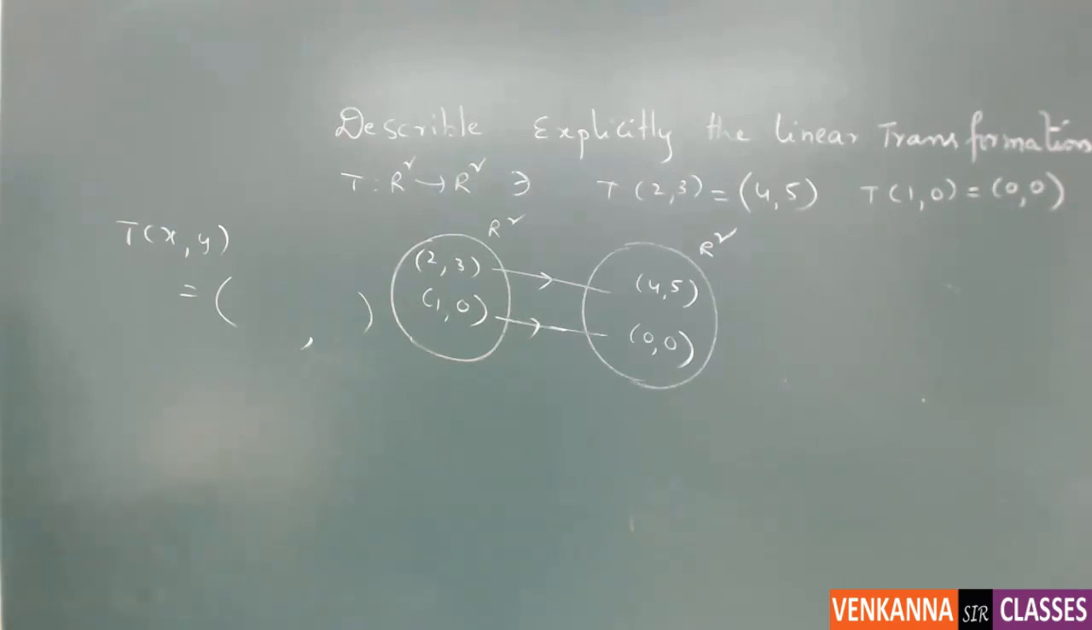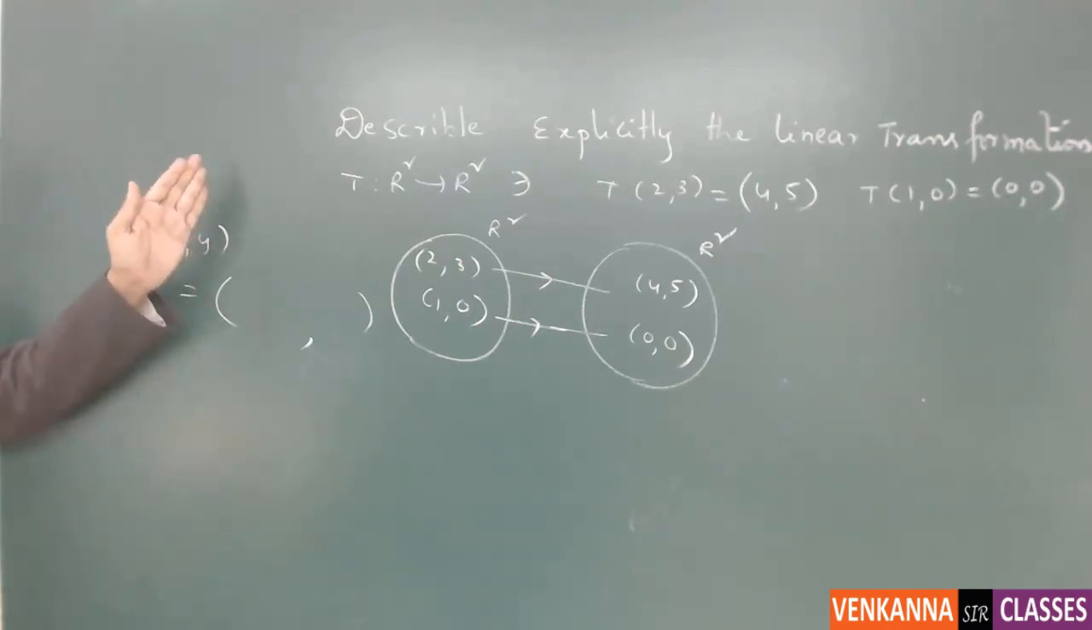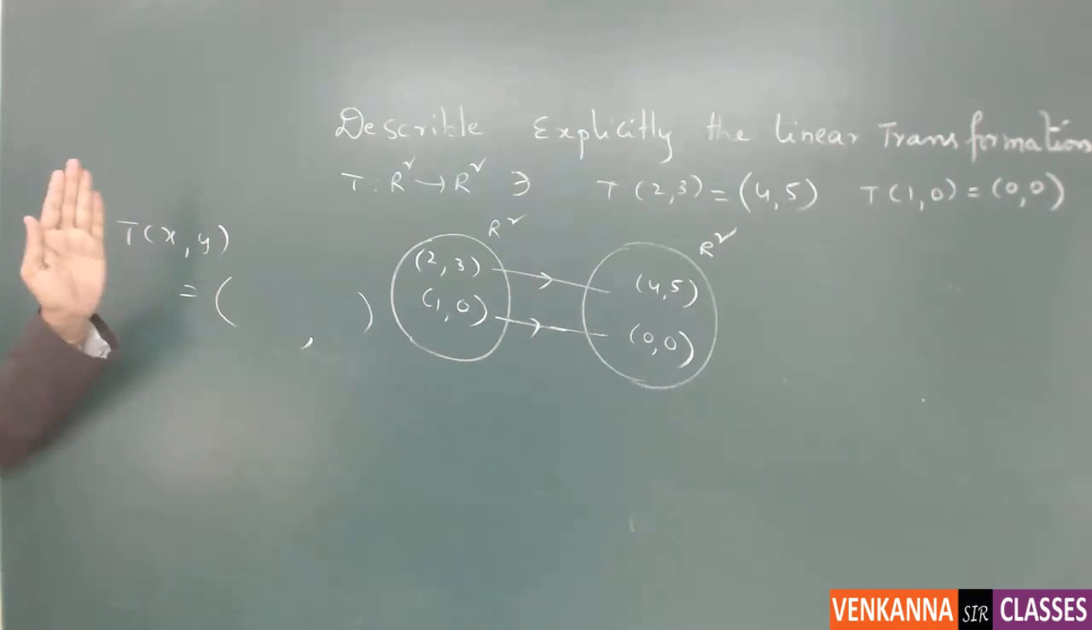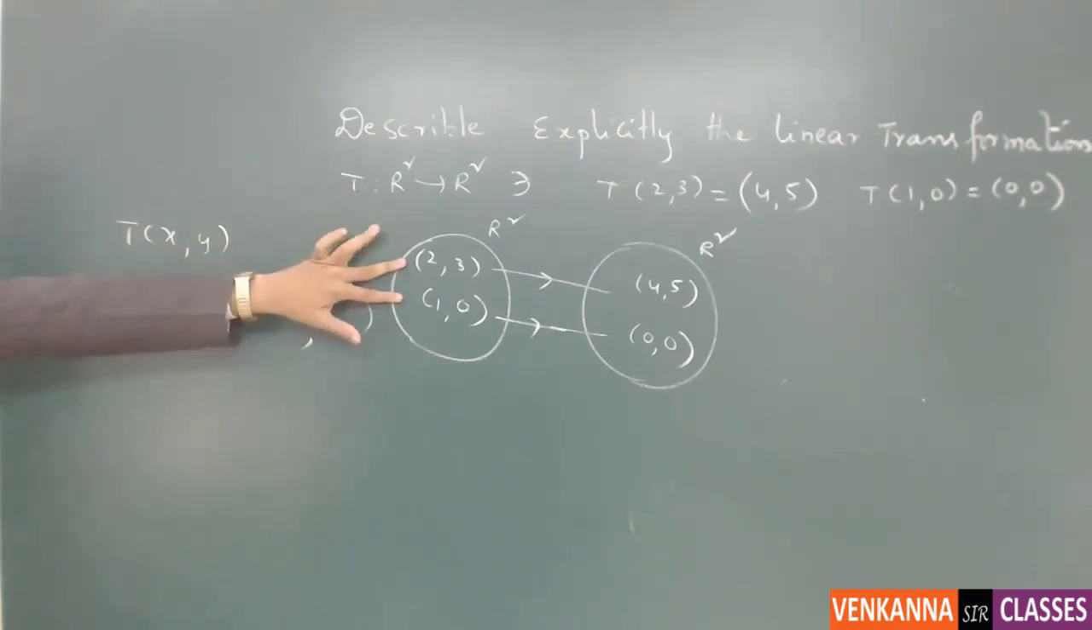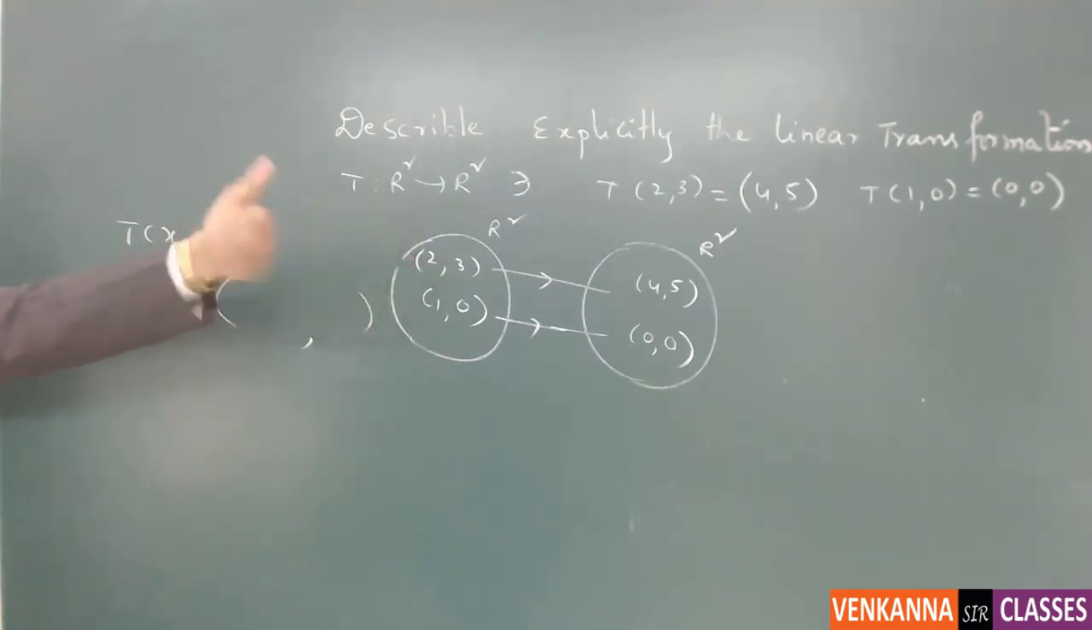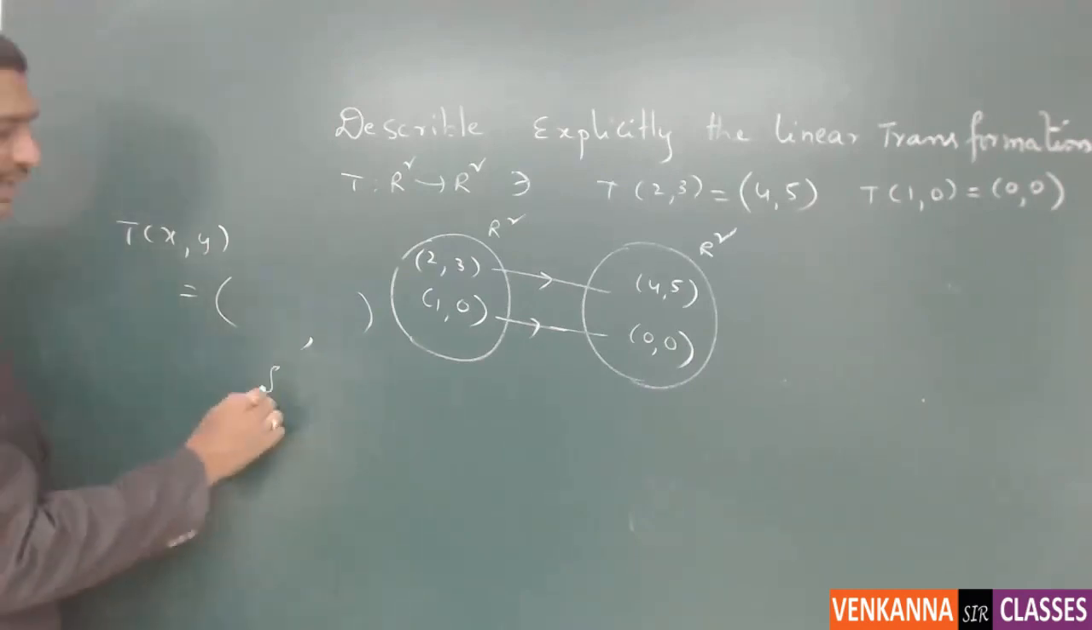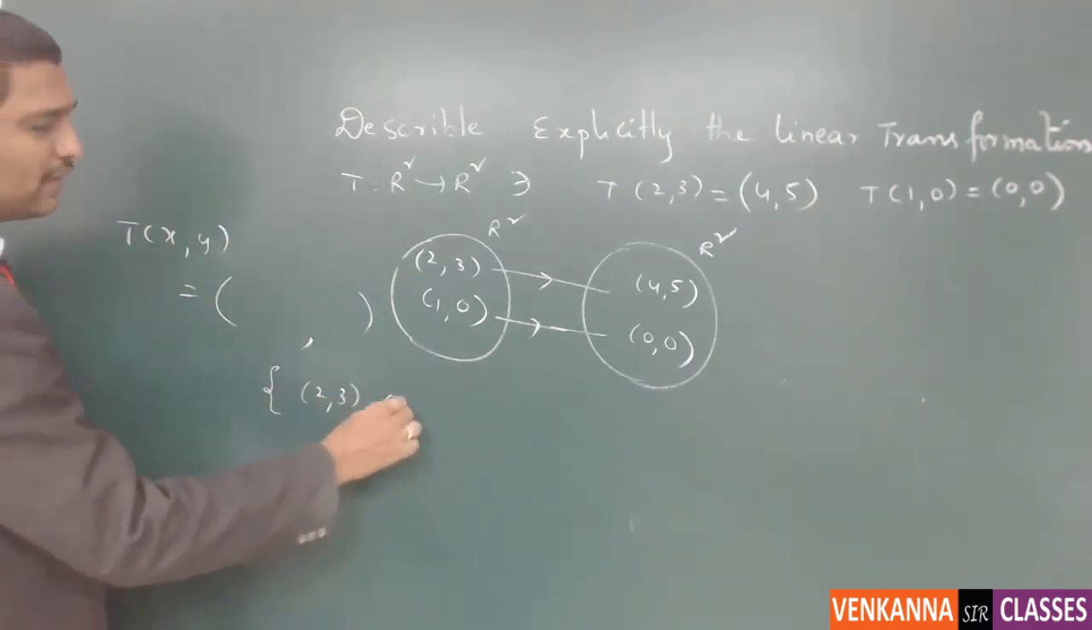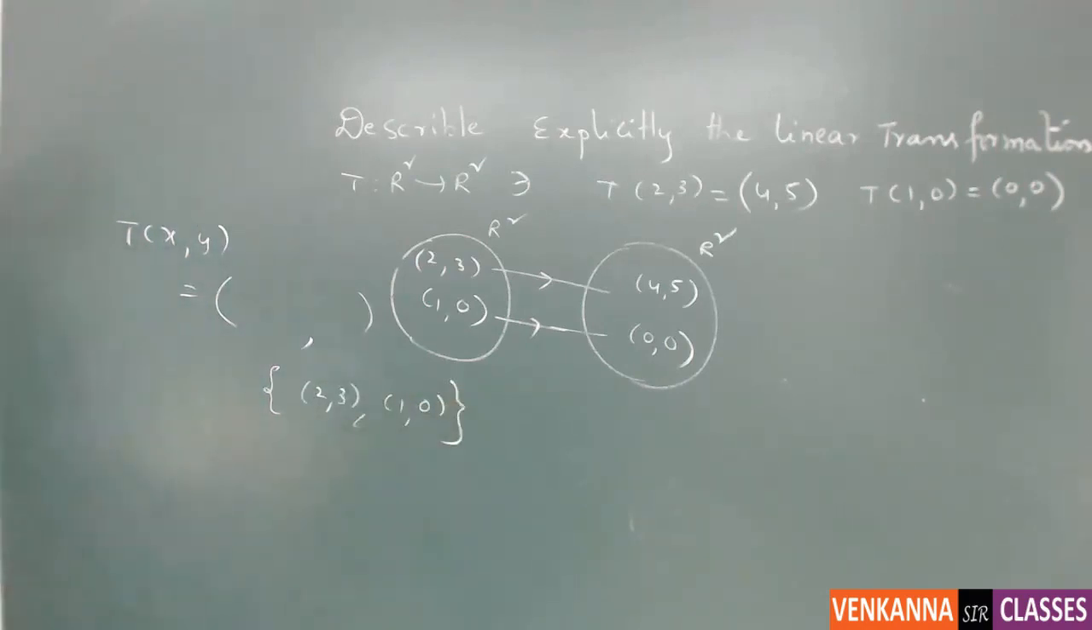Right. Now what happens for the linear transformation? The main thing we need to take is that the vectors we have considered in the domain must be a basis. In the codomain, (4,5), (0,0) can be anything. We don't bother about the images. We bother about the elements in the domain. Are we taking basis elements or different elements for the description of a transformation? So for that, I want to check the set (2,3) and (1,0). Is it a basis or not?